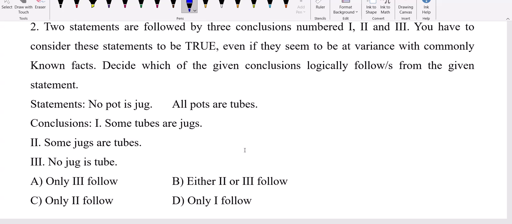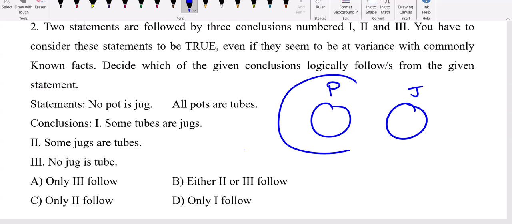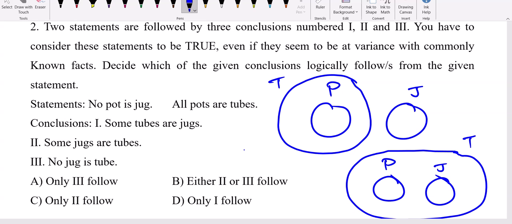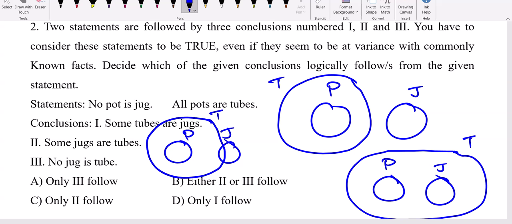What is here? No part is jug. All parts are tubes. No part and jug are not connected, but all parts are tubes. This is one diagram satisfying, but this is also a correct diagram. See, no part is jug, all parts are tubes. This is one diagram. Yeah, still it satisfies my statement. My diagram should satisfy the given statements. I'll give one more diagram. Pizza and jug. All pizzas are tubs. This is also okay. All three diagrams are correct with respect to the statement.